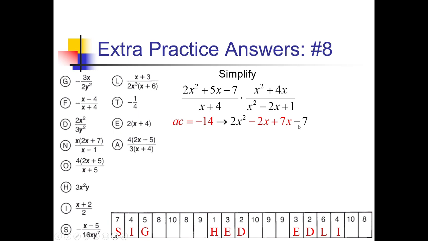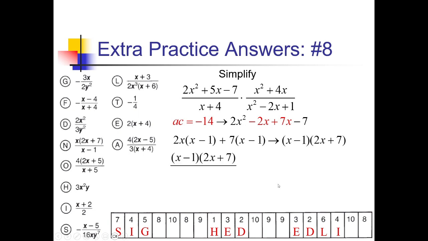So I'm going to split this 5x up into a negative 2x and a positive 7x. And now since I have 4 terms, I can use grouping to factor this. For the first 2 terms, I can take a 2x out of those. Leaves me with an x minus 1. For the next 2, I can take out a 7, so far not so bad. Leaves me with an x minus 1 again. That means x minus 1 is one of my factors, and 2x plus 7, the leftovers, is the other factor. So let me rewrite this numerator now as x minus 1, 2x plus 7. Still have a denominator of x plus 4.